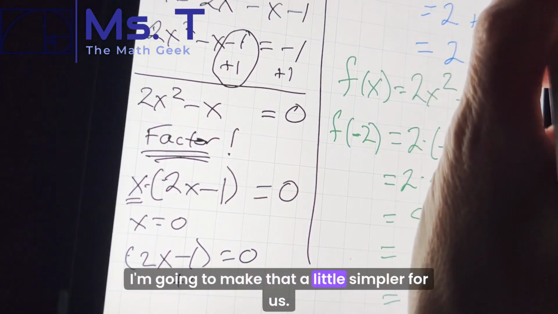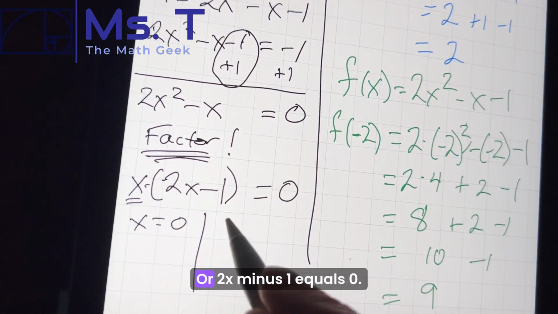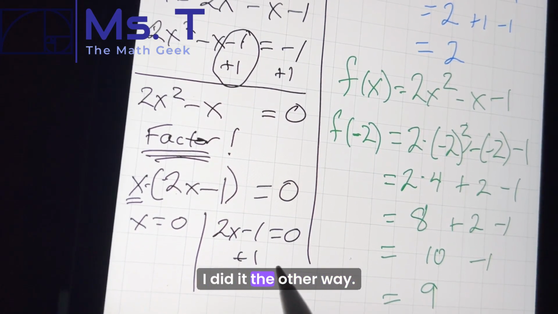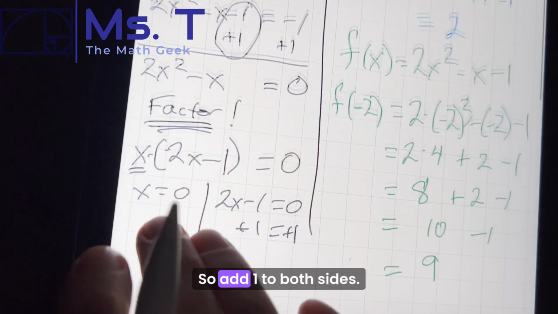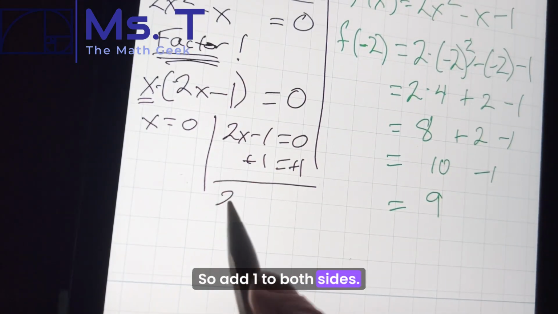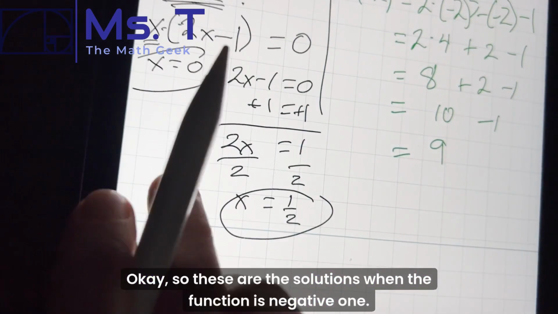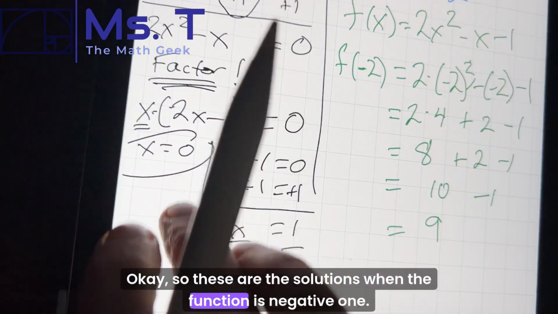I'm going to make that a little simpler for us. Or 2x minus 1 equals 0. I like to do it this way. I did it the other way. So add 1 to both sides. 2x equals 1, x equals 1/2. Okay, so these are the solutions when the function is negative 1.